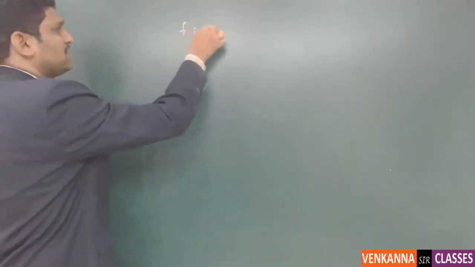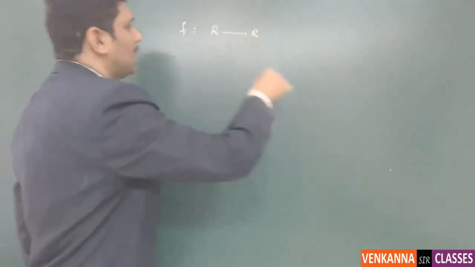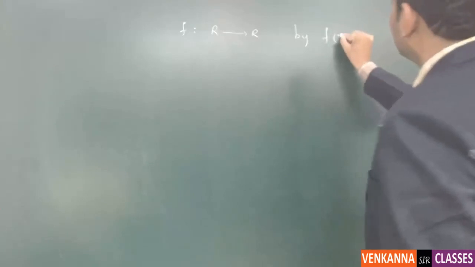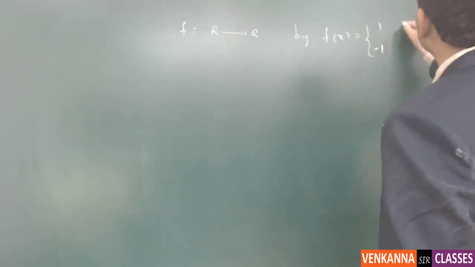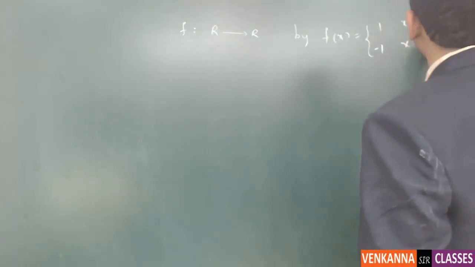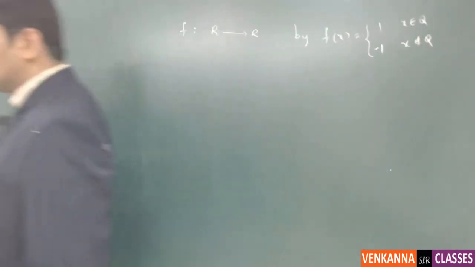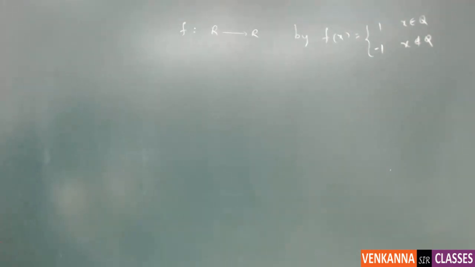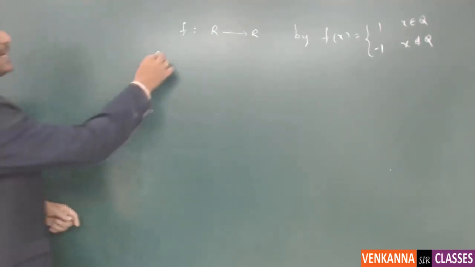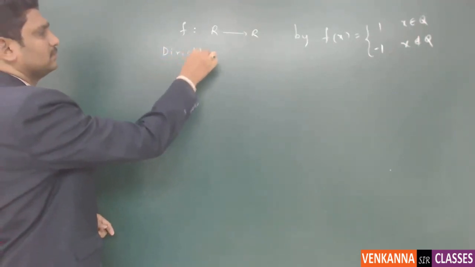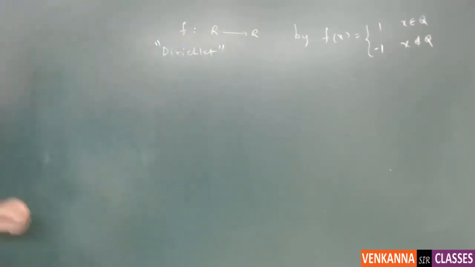I think this is one example given in the previous year papers. The function f is defined from R to R by f of x equals 1 if x is rational, and minus 1 if x is irrational. This is the definition of the function given there. Take a note of it. This type of function has a special name. We call it the Dirichlet function. This function was discovered by the mathematician Dirichlet.